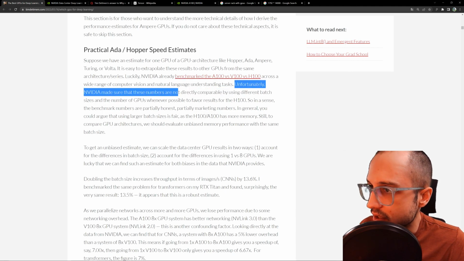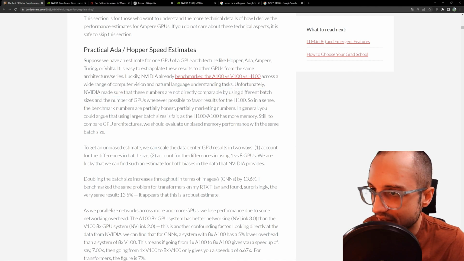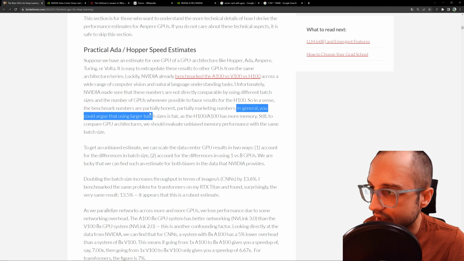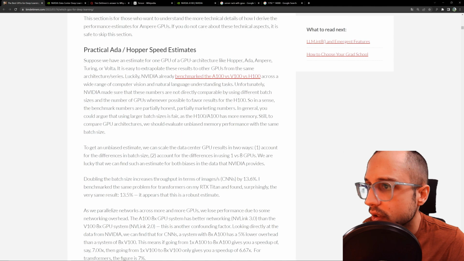Unfortunately, NVIDIA made sure that these numbers are not directly comparable by using different batch sizes and numbers of GPUs whenever possible to favor results. So in a sense, the benchmark numbers are partially honest, partially marketing numbers. Yeah, they're going to pick the numbers that they like the best.